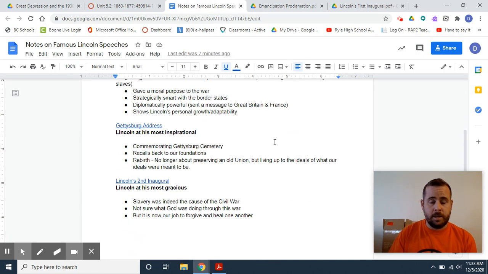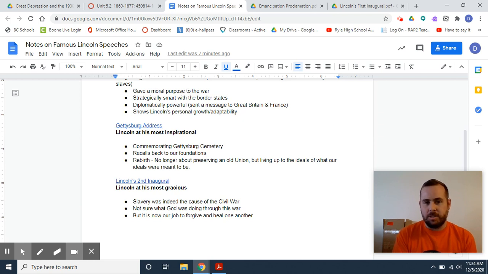All right. The next speech, the Gettysburg Address. This will fast forward to November of 1863. And I said this is Lincoln at his most inspirational. What's he doing at the Gettysburg Address? He's commemorating Gettysburg Cemetery. You remember the Battle of Gettysburg was in July of 1863, so many soldiers died on that battlefield, they couldn't move them. They just essentially turned the battlefield into a graveyard. And in November, Lincoln comes back as they're going to commemorate that as a national cemetery.